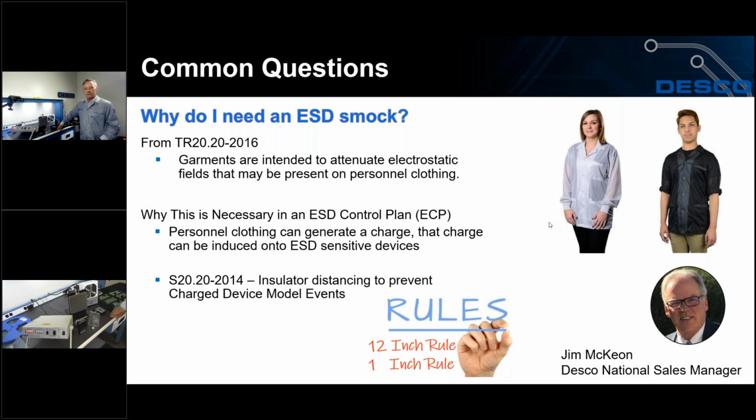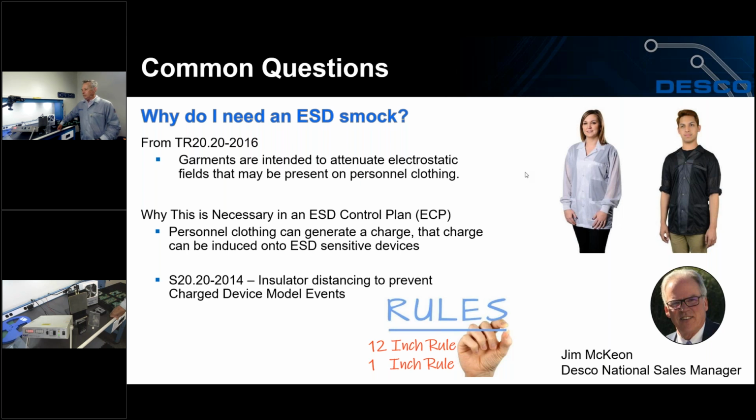To go back to Greg's previous slide and explanation of charge device model, a person's clothing can be charged, particularly in the winter months when it's drier and of course dependent on the material. So if the person is leaning in or very close to the static sensitive devices at a workstation or a slide line, that charge from their clothing can be induced onto that device, and then depending on how that device is handled, there's a possibility of a charge device model event happening.